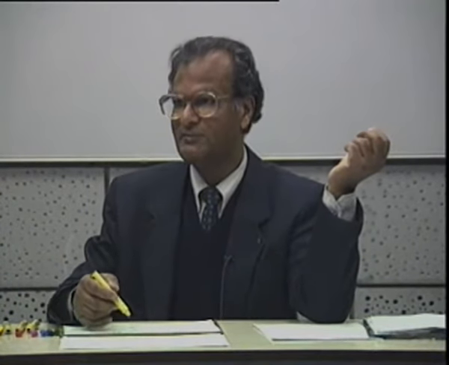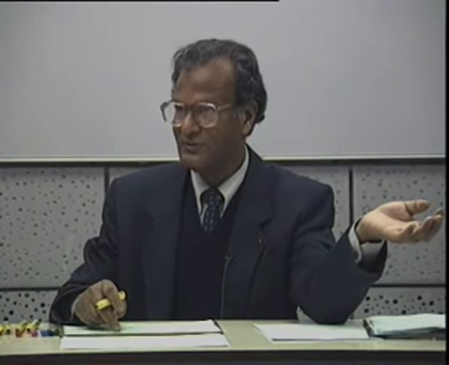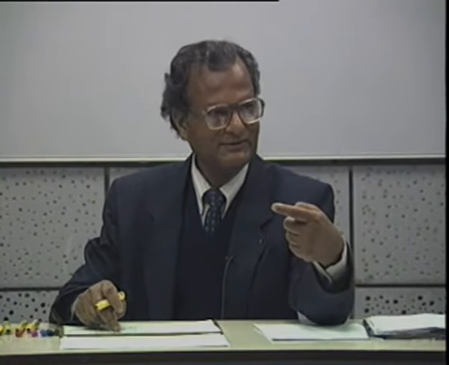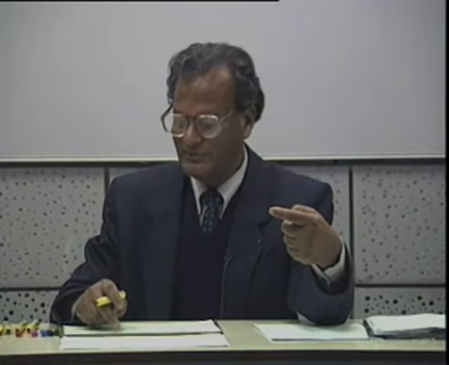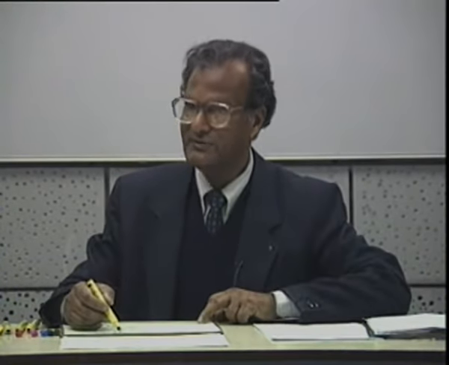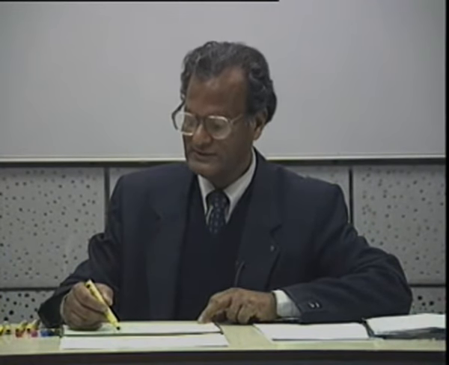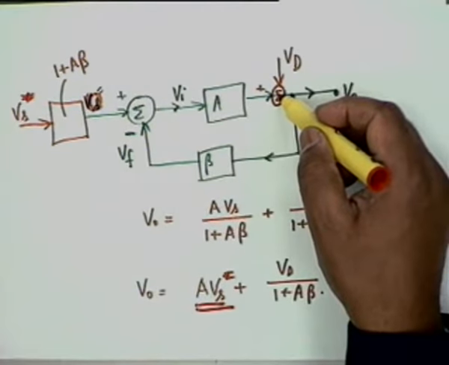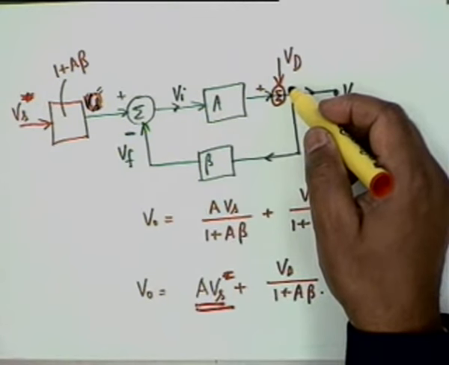Now, is it not also obvious that if this amplifier generates some noise at the output, then this noise will also be reduced by the same factor? Is the point clear? If instead of nonlinear distortion, the distortion was due to noise, shot noise, Johnson noise, whatever the source of noise is, noise at the output of the amplifier, then obviously this noise will also be reduced by the same factor 1 plus A beta.